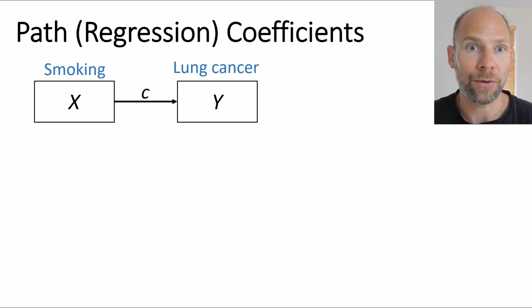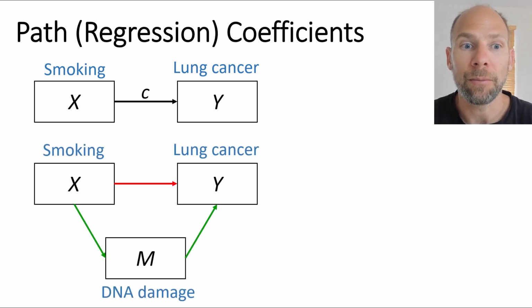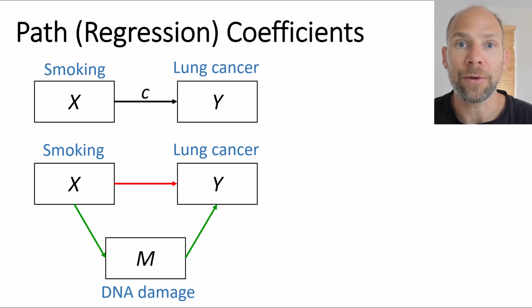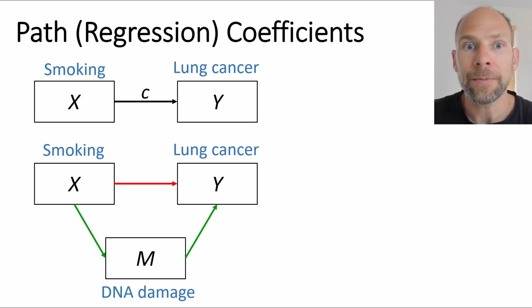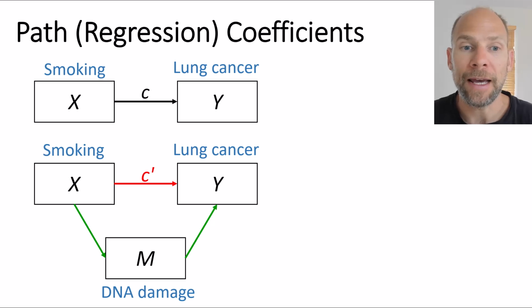Then we can also estimate a second model, which is a path analytic model with two dependent variables, where we have smoking, lung cancer, and DNA damage. You can see that both Y and M are dependent variables in this model. Y is dependent on both X and M, so that's a multiple regression model with two predictor variables, X and M. And M is dependent on X, so that's a bivariate regression model where M is only dependent on X. In this path model, we then define the coefficient between X and Y to be C prime.